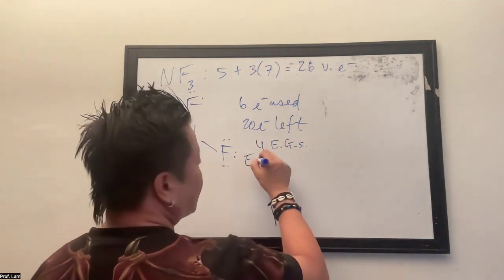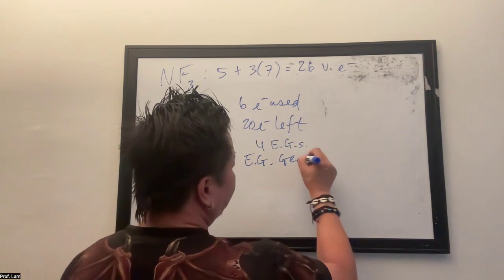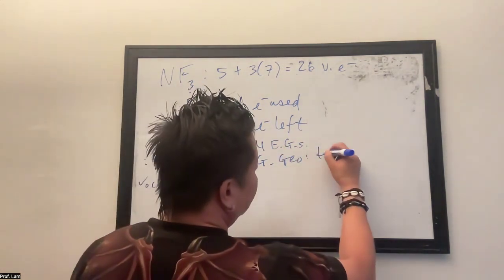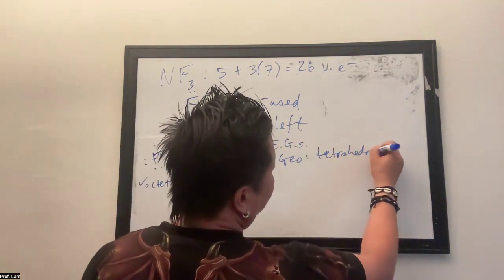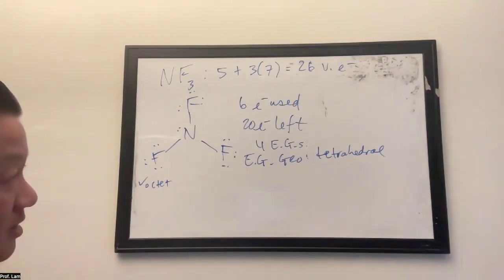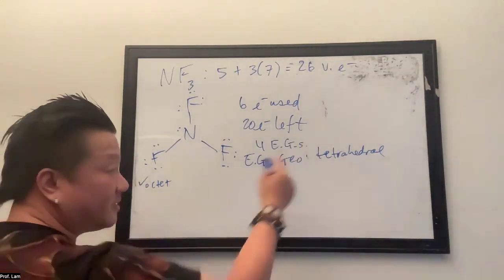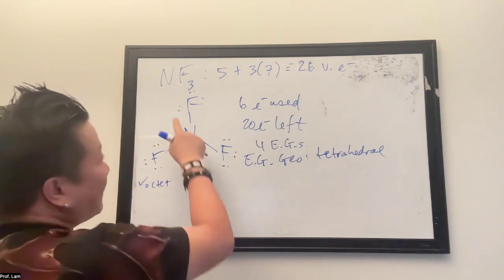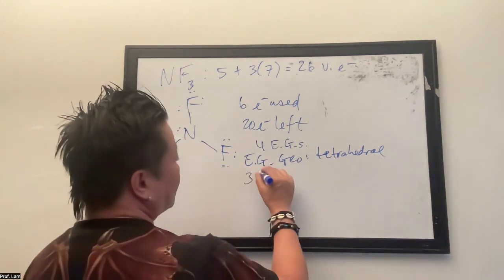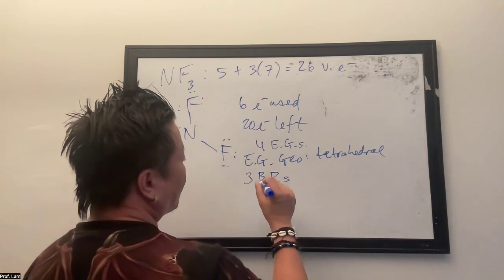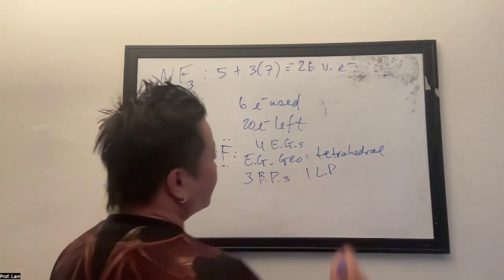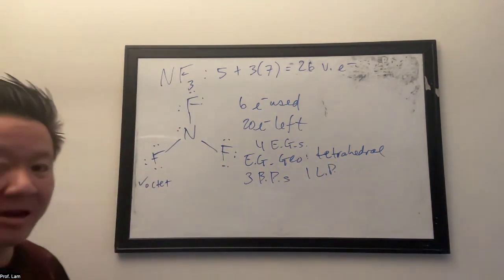Okay, which means we already know the electron group geometry, right? With 4, it's tetrahedral. How do you put 4 things as far away from each other as possible around a central atom, right? Remember, tetrahedral. And now we also count the bonding pairs and lone pairs. There are 3 bonding pairs, and there's 1 lone pair.